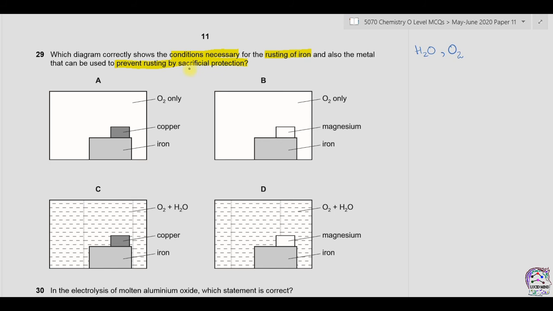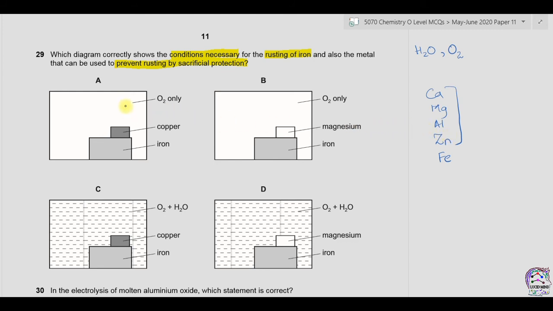The second part of the question is about sacrificial protection. We know that any element that is more reactive than iron could be used for sacrificial protection. What happens in sacrificial protection is that the more reactive metal actually reacts in place of iron. So iron is not rusted until the other metal is sacrificed completely. Now in the reactivity series we have calcium, magnesium, aluminum, zinc and then iron. As these are more reactive than iron, they could be used for sacrificial protection.